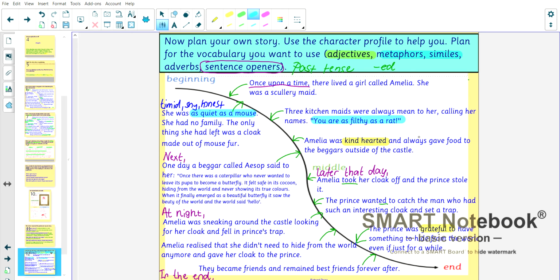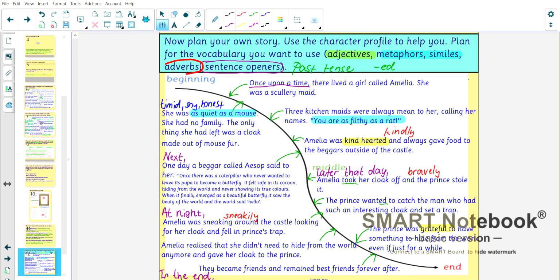And did I plan for some adverbs? Not yet. So maybe instead of she was sneaking around, I can say something like she was walking around the castle sneakily. So adverbs could be in red, and I can write the word sneakily. So adverbs always end with the ly. I can maybe somewhere say kindly, or even quietly, or bravely. When she took her cloak off, maybe it was bravely she took it. She took her cloak off bravely.